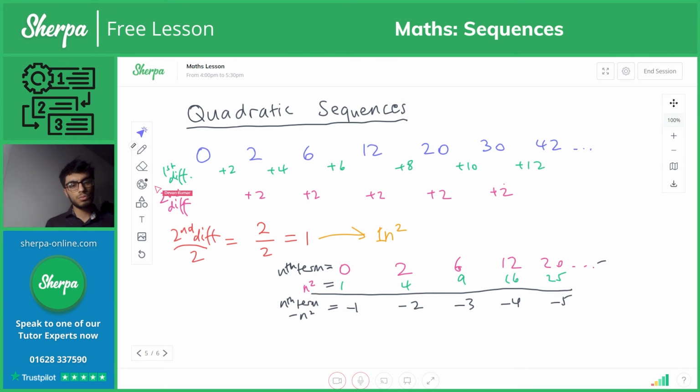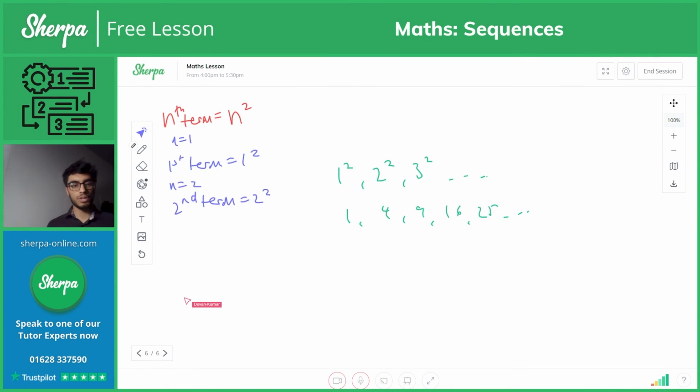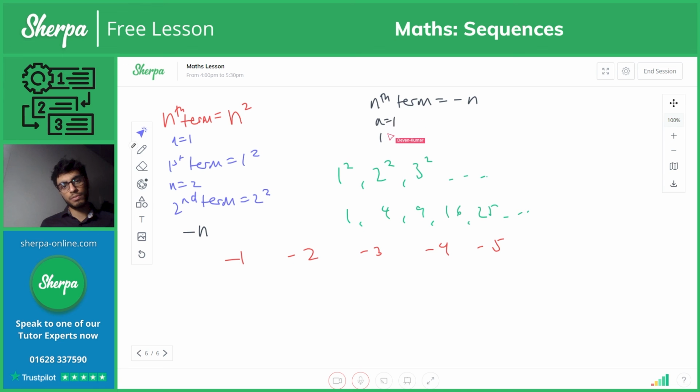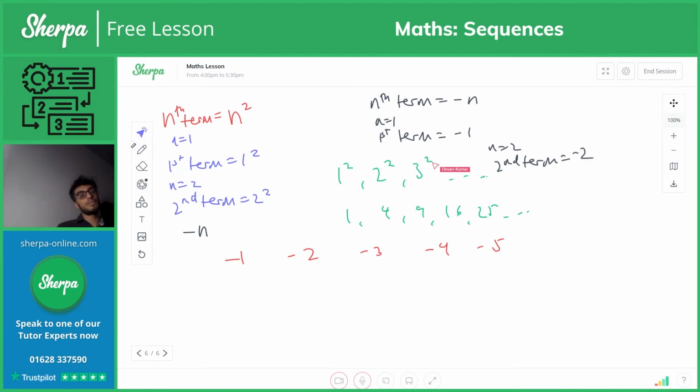So what have I been able to figure out here? Well, I've figured out some new sequence: minus 1, minus 2, minus 3, minus 4, minus 5. What is this sequence? Well, this is the sequence minus n. Let's find out. The nth term is minus n. If n equals 1, the first term is minus 1. That checks out. n equals 2, so the second term is minus 2. Yep, it is. Perfect. So the nth term is minus n.